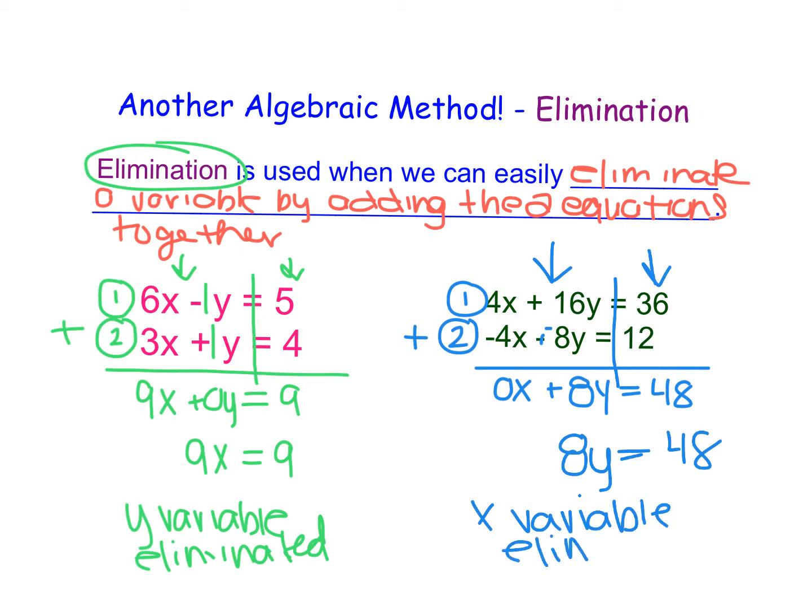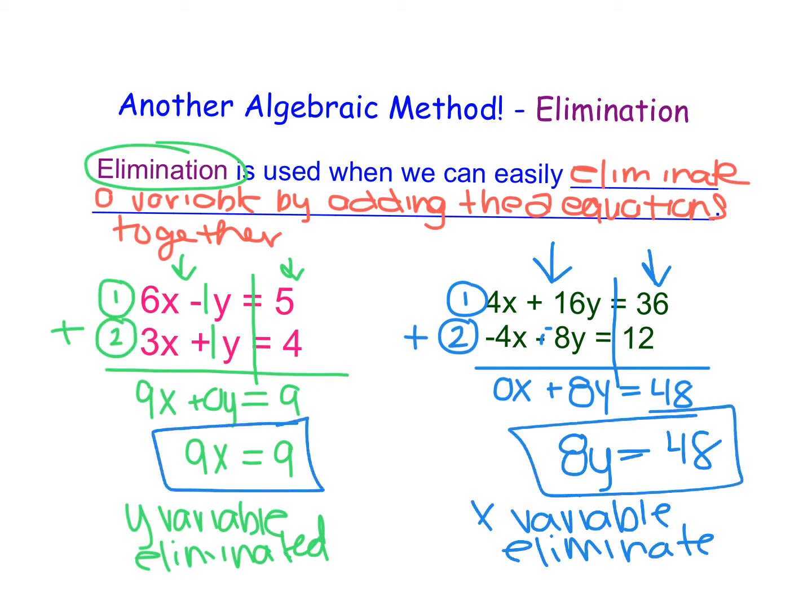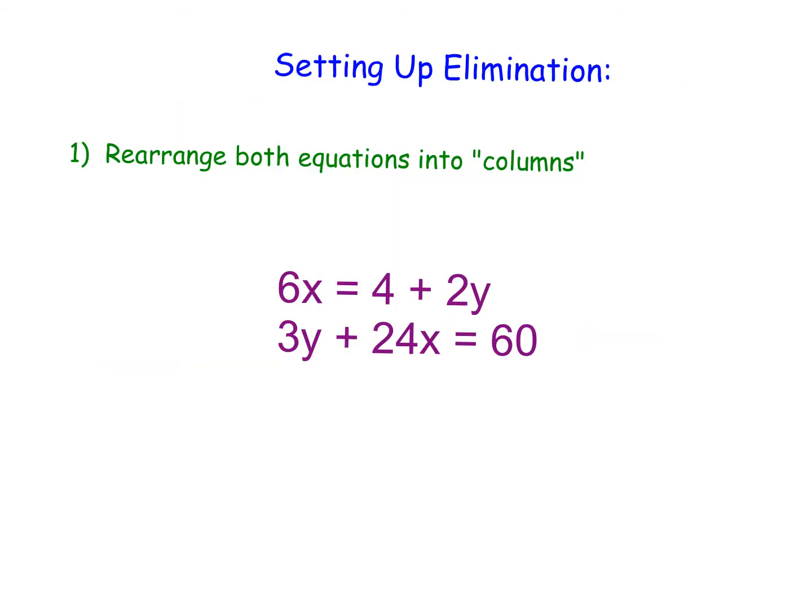And essentially what happens when we are able to eliminate those variables is we're now left with an equation that we can actually solve for a variable value. So again, elimination is great when we can easily eliminate a variable completely when we add the two equations together. Now, while elimination is a great strategy, we do have to do a little bit of work in order to set up elimination to be a successful strategy to use.